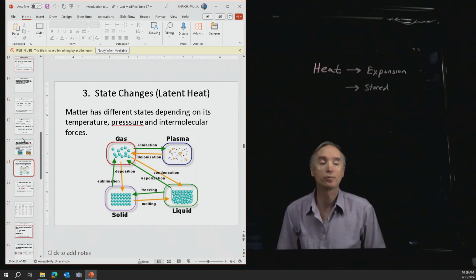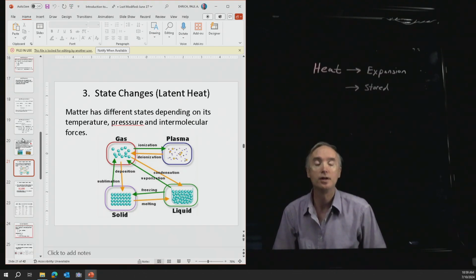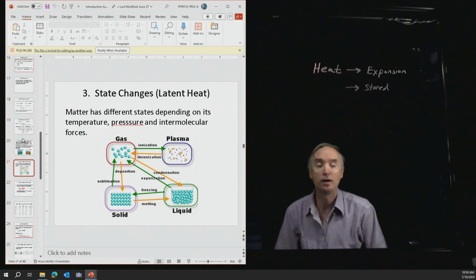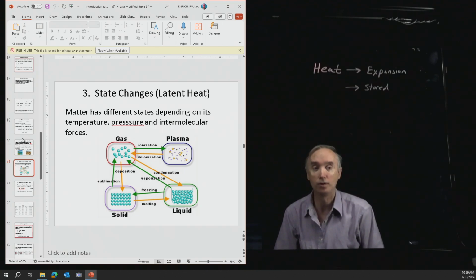Okay, so in our previous segments, we have now learned that whenever you add heat to a substance, it can cause it to expand, and that energy from that heat can be stored in that material. So now we want to find out how can the phase or the state of the material change as we continue to add heat to it.